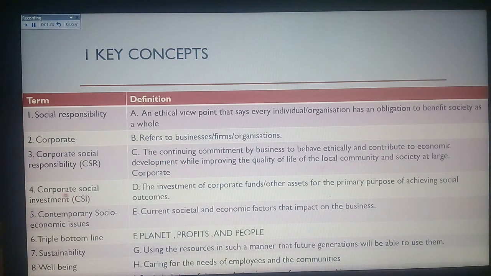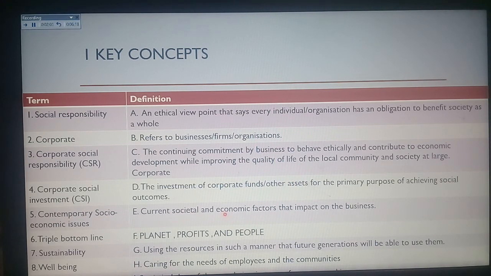In the meantime, corporate social investment is the investment of corporate funds and other assets for the primary purpose of achieving a social outcome. This is where we as a business take the initiative to go to the community, either donate uniforms or build schools, but this is something we are not obligated to do. It's just something that we decide to do as a business, to invest in the society.